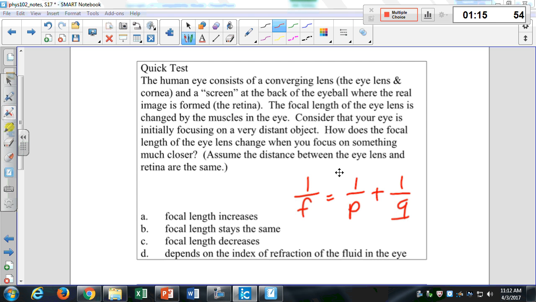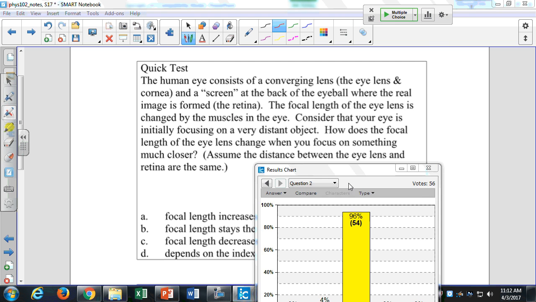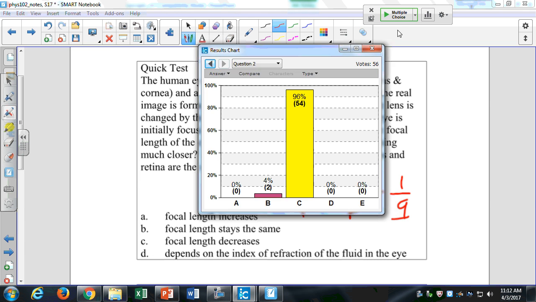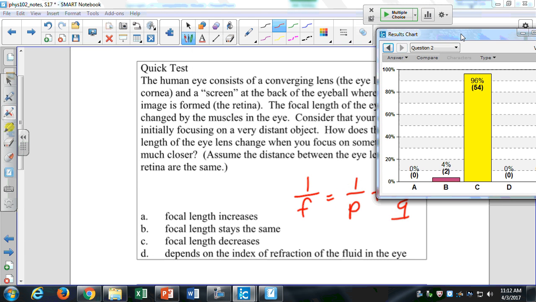All right, let's see. Stop at 125. Let's see, is that right? I always have to think about this. I think that is right.